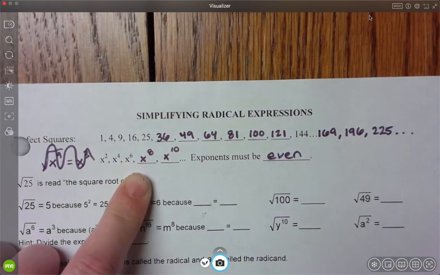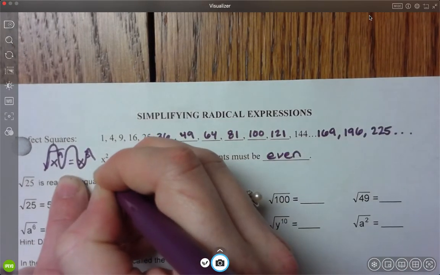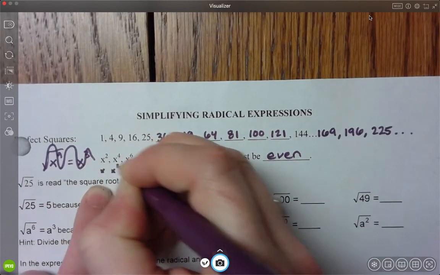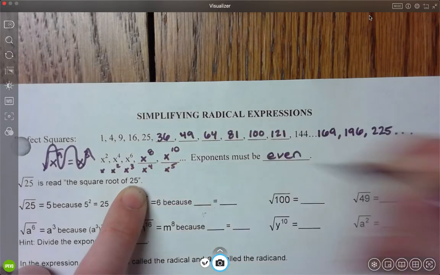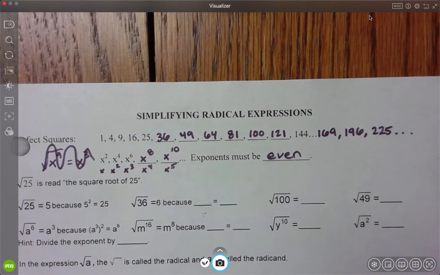So the square root of x squared is x, the square root of x to the 4th is x squared, the square root of x to the 6th would be x to the 3rd, x to the 8th would be x to the 4th, x to the 10th would be x to the 5th, and so on and so forth. When you're taking the square root, it's like you're dividing the exponent by 2. Okay, so here we'll just do a couple of these.